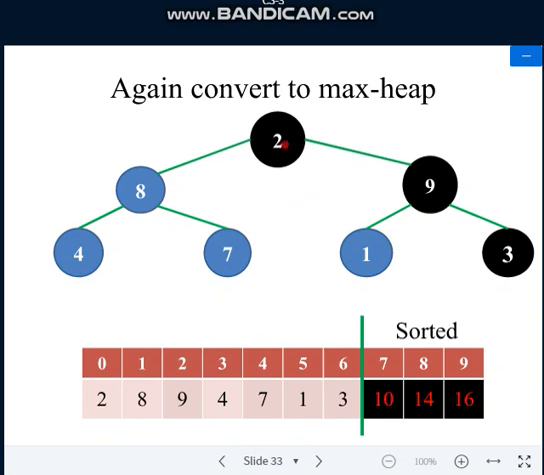Okay. So now look at this. Again we need to convert it to a max heap. So again 2, 8 and 9. Among these 3, which one is greater? 9 is greater. So 9 will be swapped with 2. So then 9 will be the root node. 8 and 2 will be its children. So then again 2 comparing with 1 and 3. 3 will be the greatest one. So then that will be the parent node. So these 3 will be swapped.